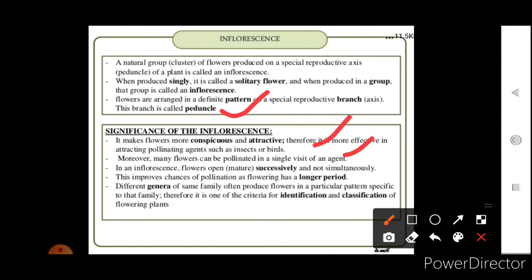This improves chances of pollination as flowering has a longer period, and different genera of the same family often produce flowers in a particular pattern specific to that family. Therefore, it is one of the criteria for identification and classification of the flowering plants. Okay. So these are the significance of inflorescence.